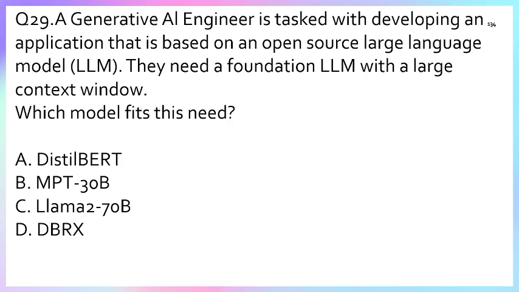First of all, we need to know what the DistilBERT model is. This is a smaller, faster, and lighter version of BERT, right? While it is open source, its context window is relatively small, typically limited to 512 tokens. This does not meet the large context window requirement. Here we have a question asking for a large language model, so this doesn't fit.